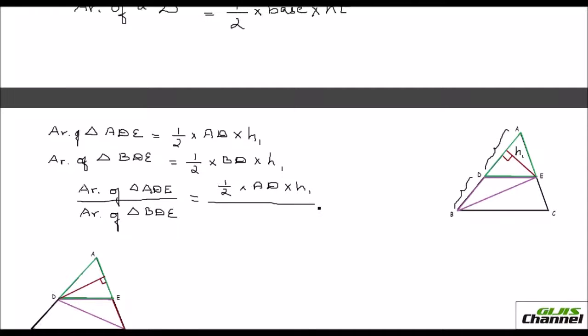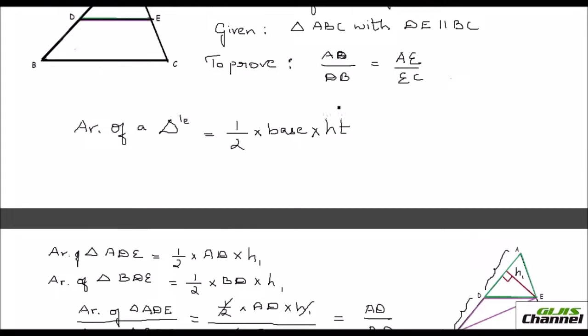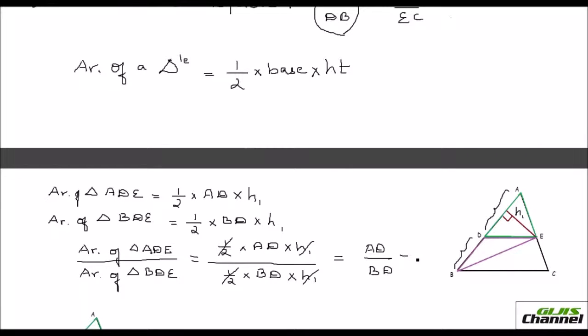Divided, the whole thing divided by half the area of triangle BDE, okay? So that is BD times H1, right? Now your half and half will get cancelled. H1 and H1 get cancelled and you're left with AD over BD, or DB, whatever. So we got this part of the left hand side. I take it as equation 1 for the time being.